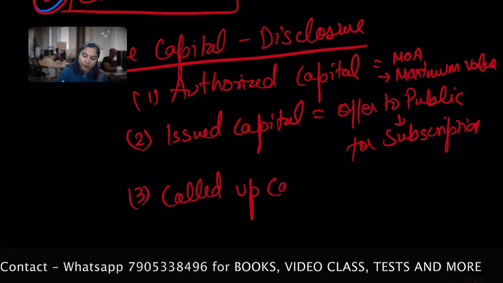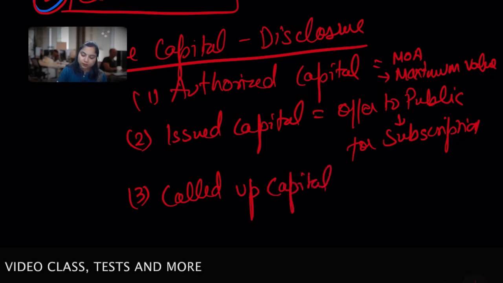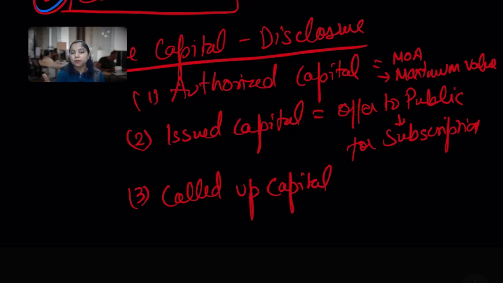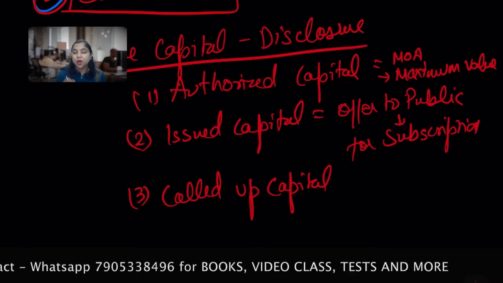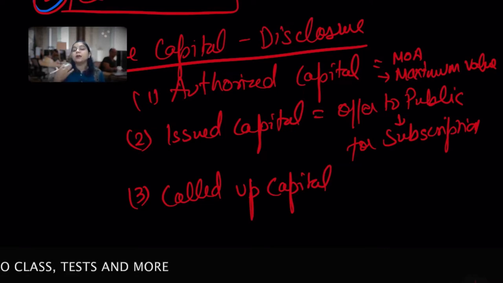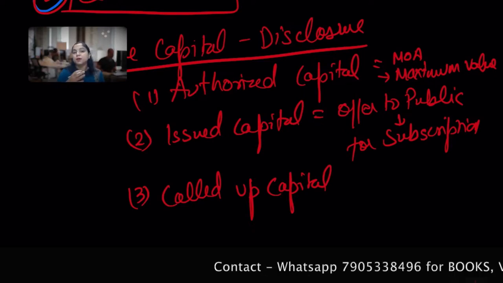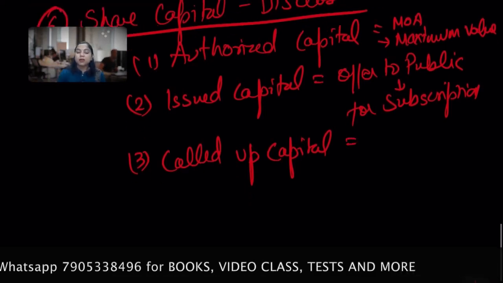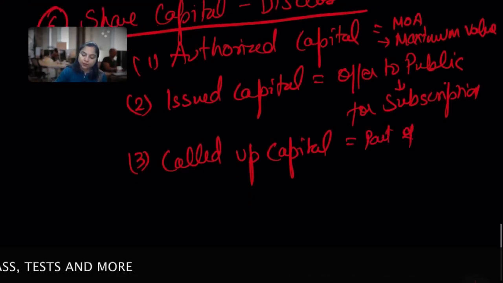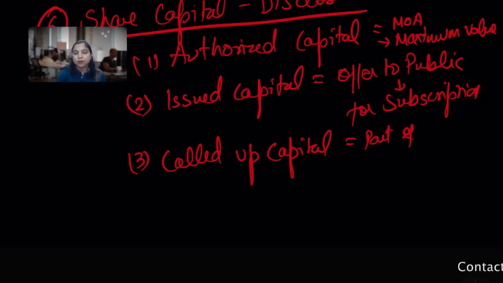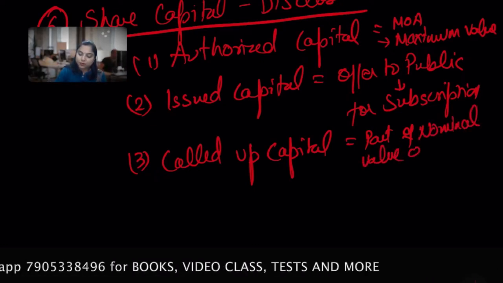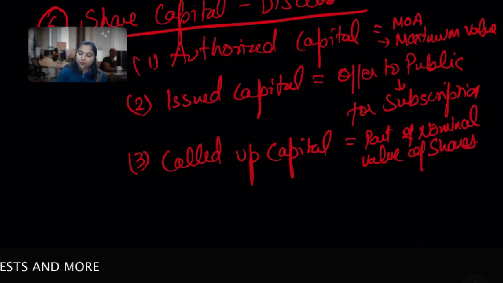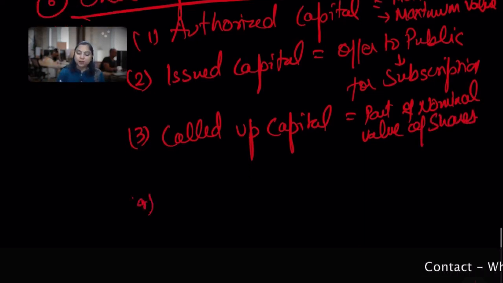Next is called up capital. Called up means you called somebody. Called up capital is a part of the nominal capital or the authorized capital that has been called up by the company. Called up by the company for whom? To the shareholder: please pay this amount and complete it. And paid up capital is a part of called up capital, a part of the nominal value of shares that is called up by the company as the name specifies.